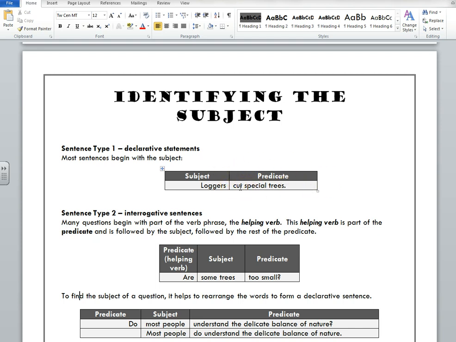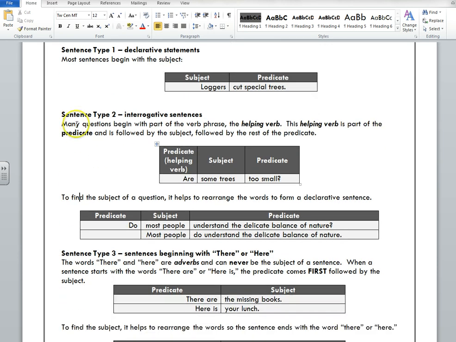However, when we get into other kinds of sentences, it's not as easy to find the subject. The second type we're going to look at is your interrogative sentence, when you have a question. Many interrogative sentences begin with part of the verb phrase, the helping verb. Helping verb often will come first in a question. The verb is still part of the predicate. Just because it comes at the beginning of the sentence does not mean it becomes part of the subject. It is still part of the predicate.